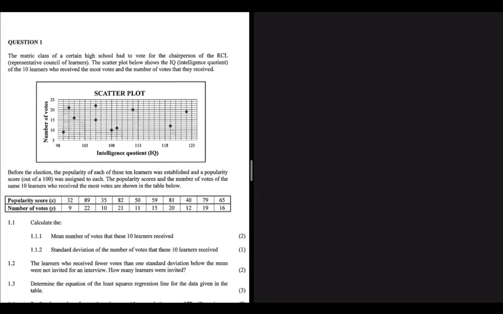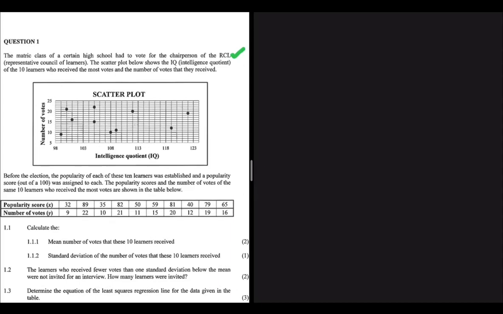The matric learners of a certain high school like to vote for the chairperson of the RCL. The scatter plot below shows the IQ of the 10 learners who received the most votes and the number of votes that they received. Before the election, the popularity of each of the 10 learners was established and a popularity score was assigned to each. The popularity scores and the number of votes of the same 10 learners who received the most votes are shown in the table below. Right, and then the first question, 1.1.1.